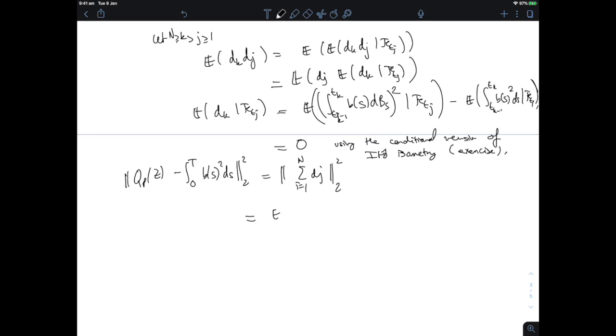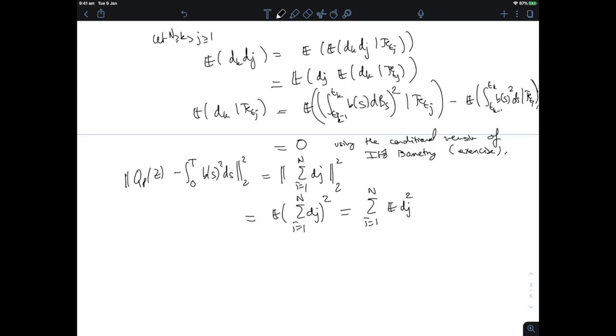So this is an expectation of this sum of dj, and all of that is squared. But by the orthogonality that we've proven just before, this double sum collapses to a single sum, and I get the sum of the expectation of the dj squared.